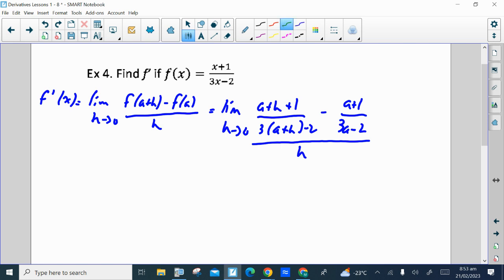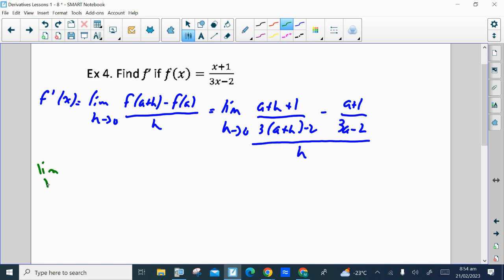Now, on top here, I've got a rational function that I want to combine with subtraction. So I'm going to do that by getting a common denominator. If I want to add or subtract these two together, combining them into one expression, I need a common denominator, and it will be both of these denominators. So I'm going to have to multiply the first one, top and bottom, by 3a minus 2.